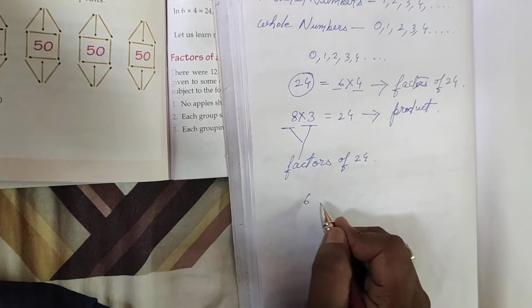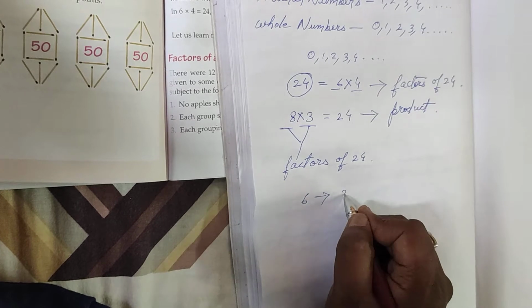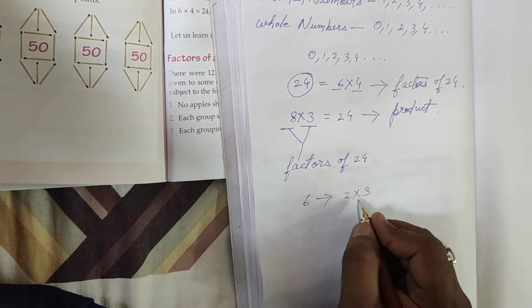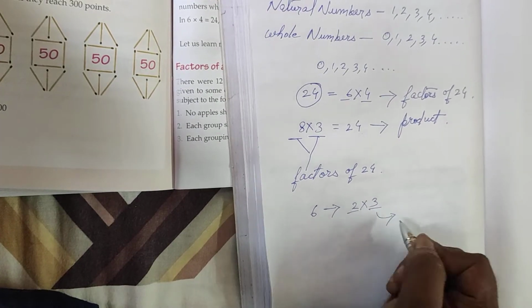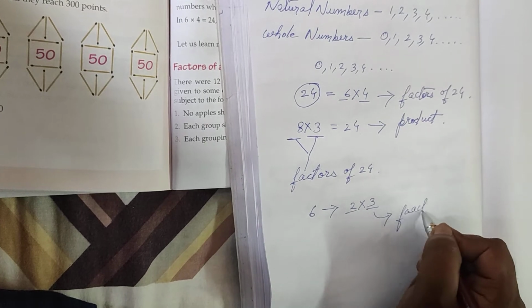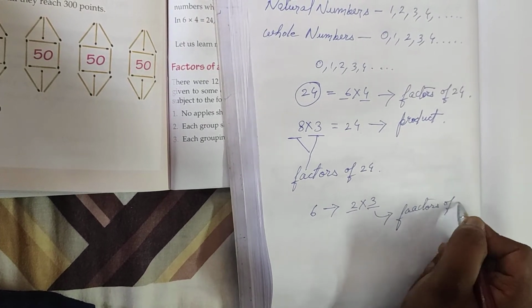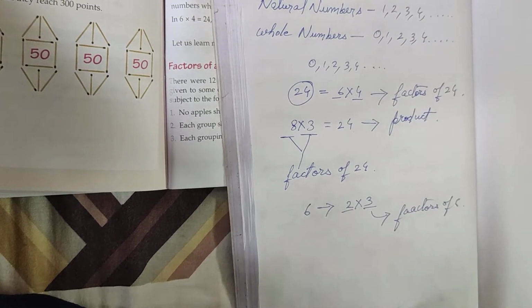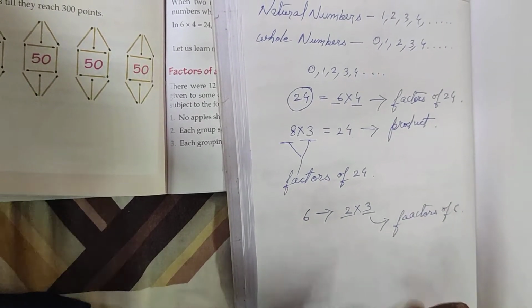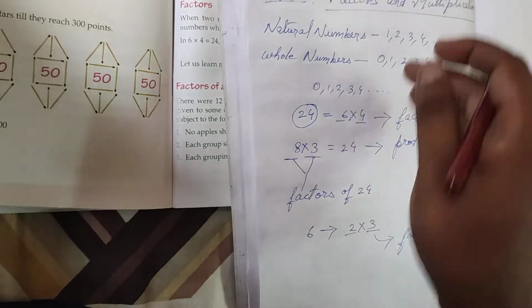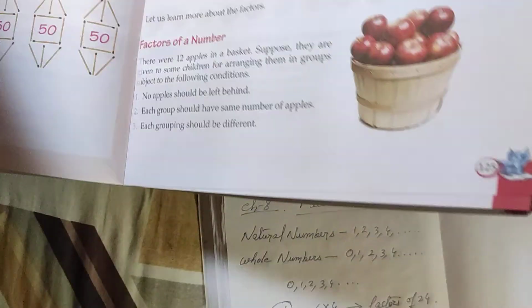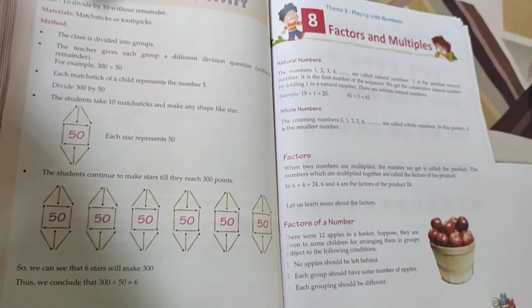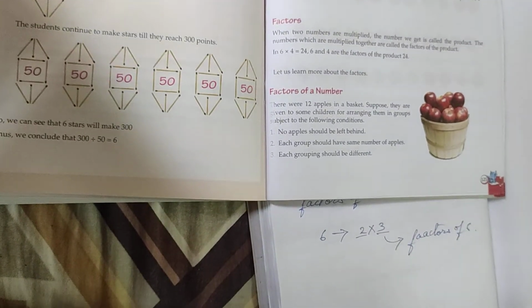Suppose there is a number 6. We know that 6 is equal to 2 into 3. So 2 and 3 are called the factors of 6. I hope you have understood this little bit of what I have said. This is just the starting of factors. Now we'll go into the depth.